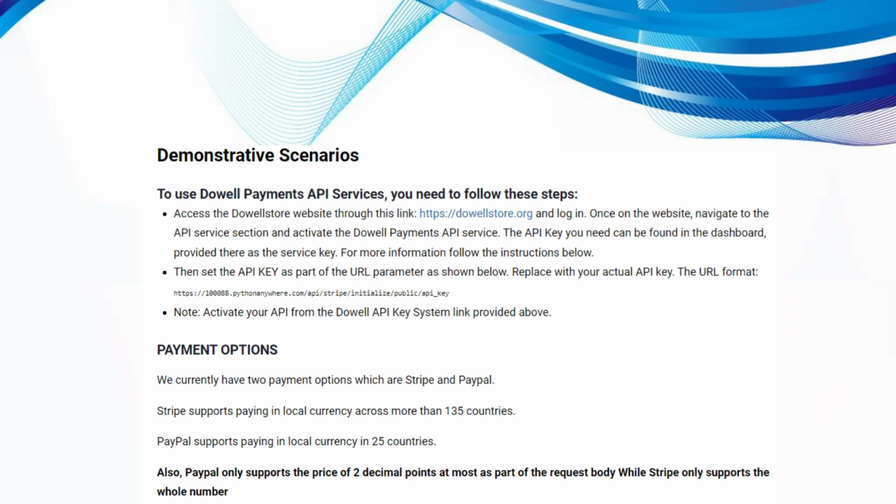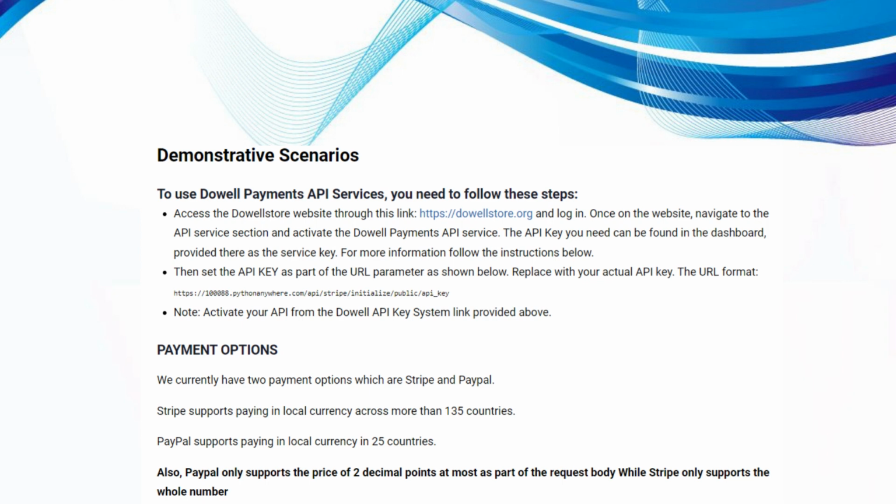Then set the API key as part of the URL parameter as shown below. Replace with your actual API key. The URL format, http, pythonanywhere.com, API, Stripe, initialize, public, API key. Note, activate your API from the DoWell API key system link provided above.